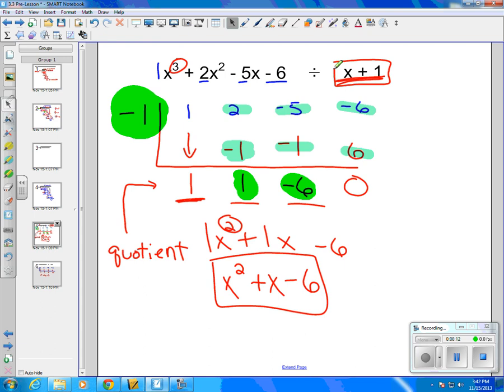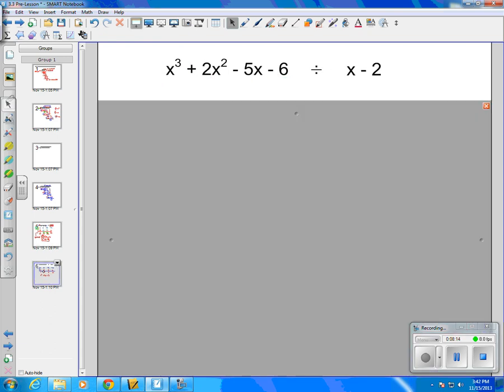So what I would like you to do next is try to complete this problem using synthetic division. Remember, the value that you're going to start with will be the opposite of this for your divisor, so you will start with positive 2. So go ahead and pause the video and see if you can come up with the correct answer for this one.